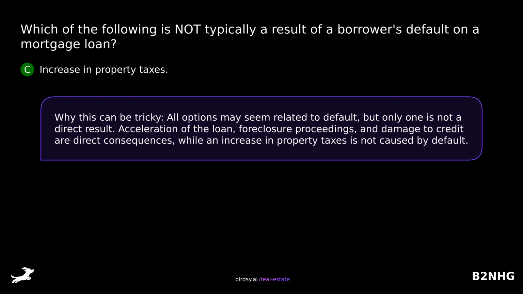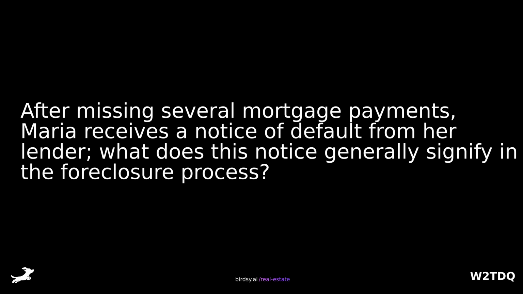Why this can be tricky. All options may seem related to default, but only one is not a direct result. Acceleration of the loan, foreclosure proceedings, and damage to credit are direct consequences, while an increase in property taxes is not caused by default. After missing several mortgage payments, Maria receives a notice of default from her lender.